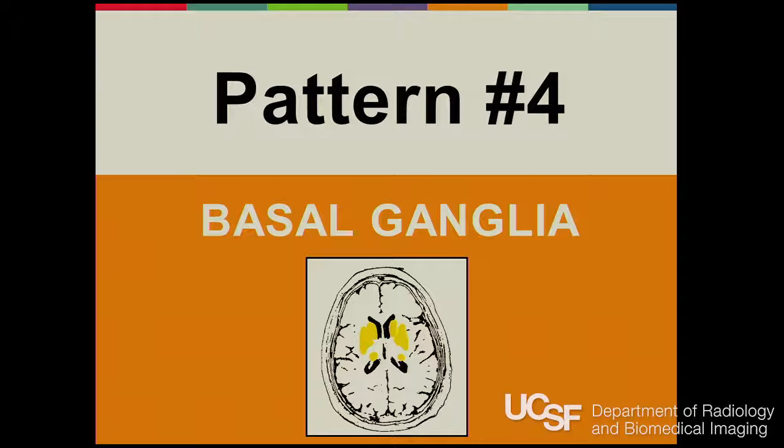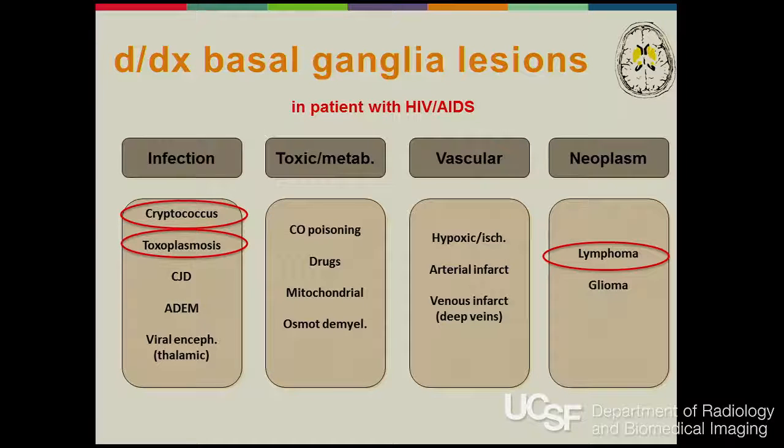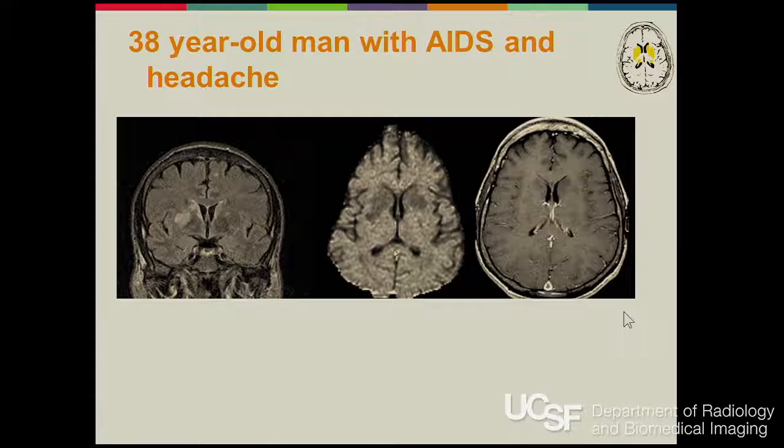Fourth pattern here is our basal ganglia predominant. We could do a whole day talking about basal ganglia abnormalities, but we're just going to focus on HIV-associated infections that commonly involve the basal ganglia, particularly crypto and toxo, as well as a tumor mimic, lymphoma.